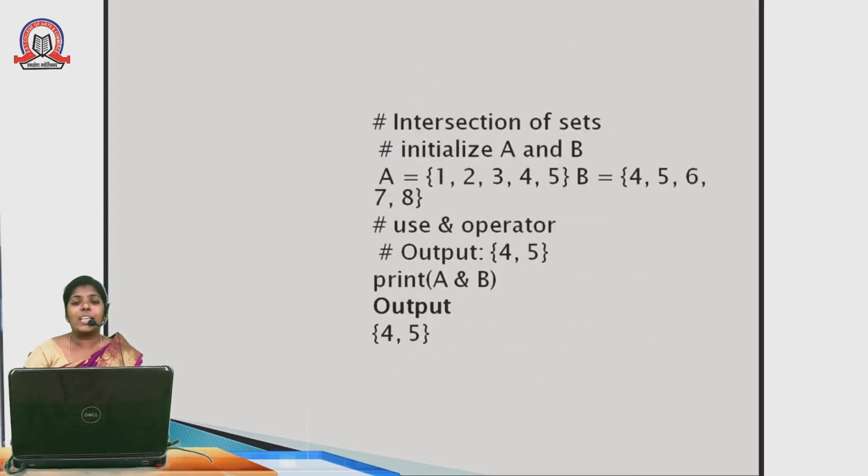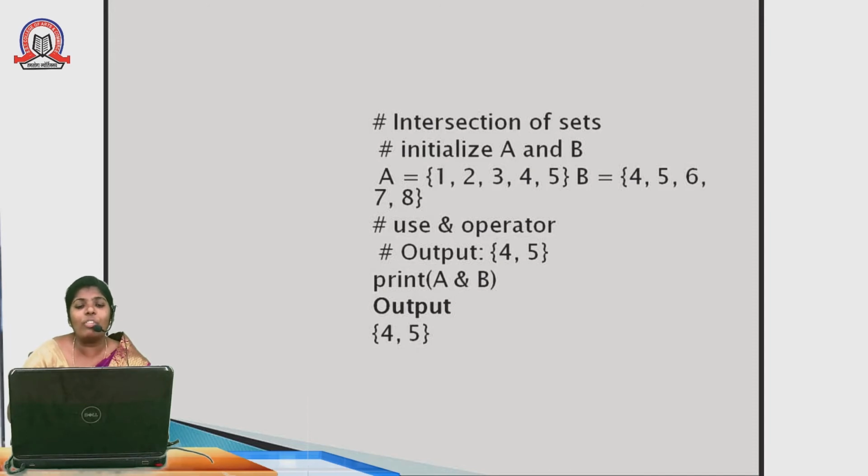So intersection of sets, for example A is 1, 2, 3, 4, 5 and B is 4, 5, 6, 7, 8. We know in the intersection concept only the common values will be the output. So in both set A and set B, the common elements are 4 and 5.